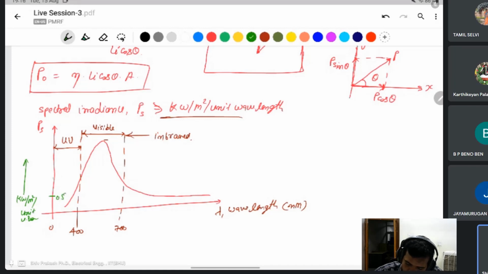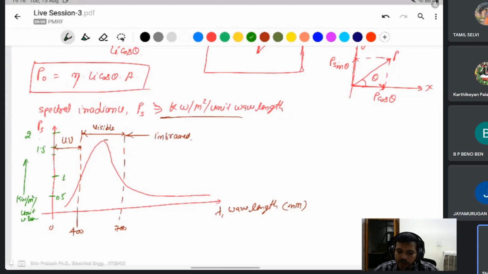0.5, 1, this will be 1.5. I think the maximum is approximately 1.5, so 2 kilowatt per meter square per wavelength.